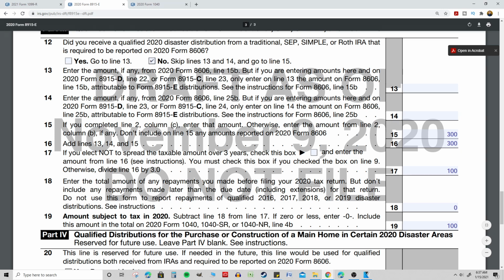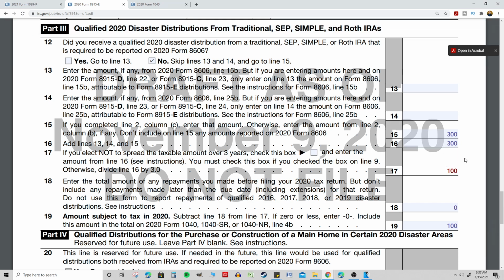It says otherwise divide line 16 by 3. So we're not electing to report all this at once. So we're just going to take 300 divided by 3, which is $100 per year, right? That's what we've been talking about in our example, and that's what the example showed here a moment ago. Line 18 is if you repaid anything. If you repaid any portion of this, you would put the amounts here. For this example, we're saying no, we did not, so 0.